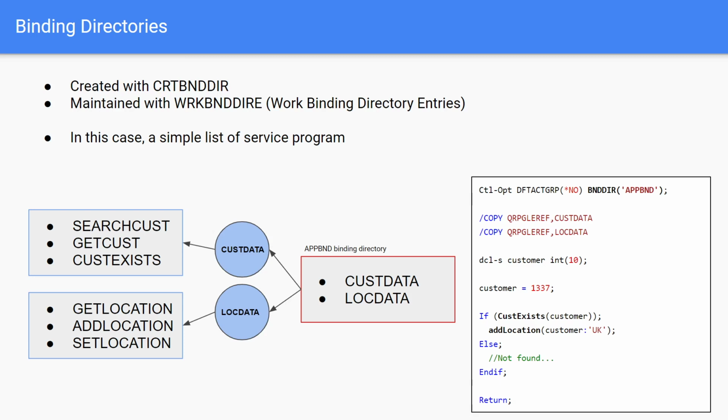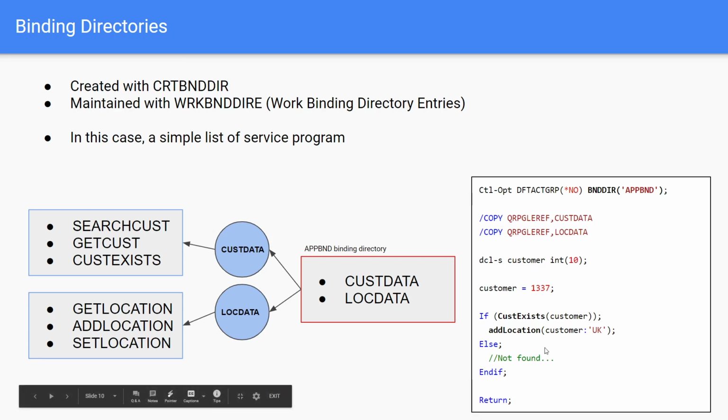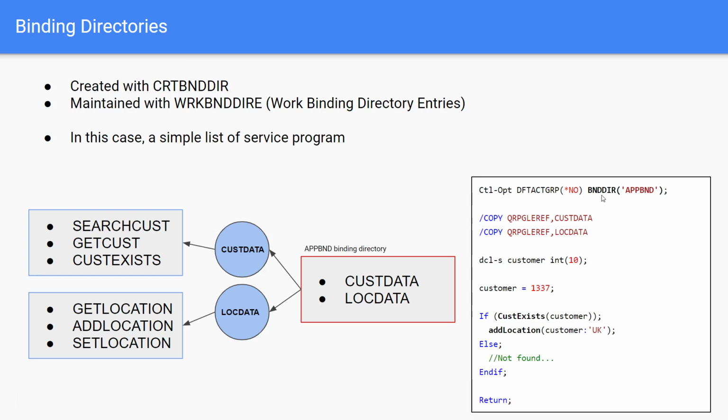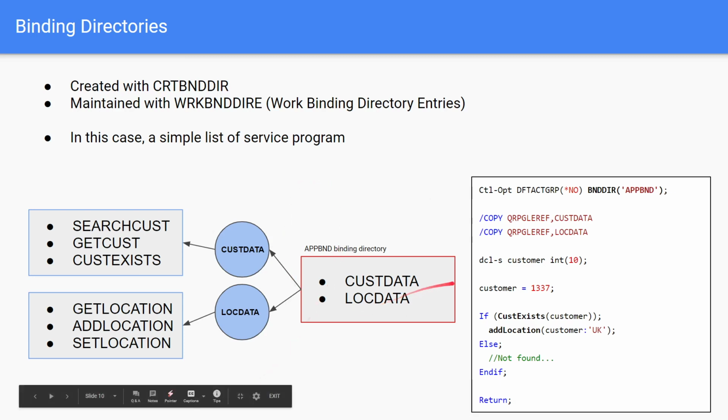Okay, so on the right over here we have a program. Control opt default act group *no binding directory app bund or app bind. Okay, fairly simple. And what this means is it's going to look for this binding directory. So here's our binding directory over here. Let me put the old pointer back on. So here's our binding directory, and our binding directory just has a list of service programs.